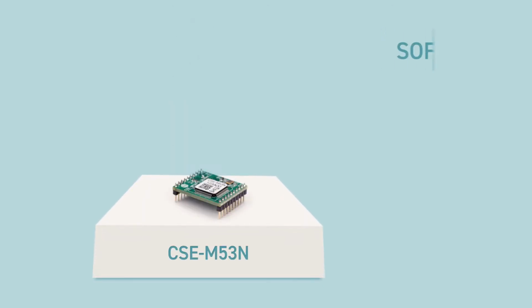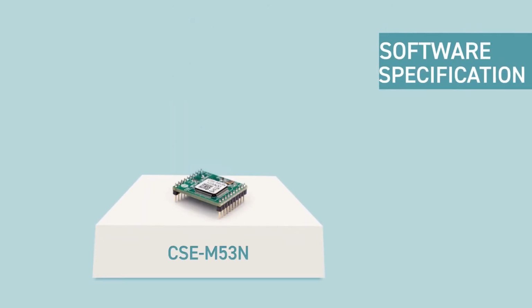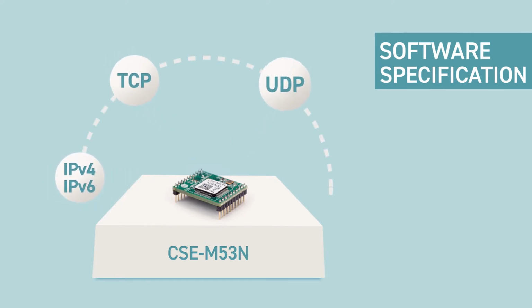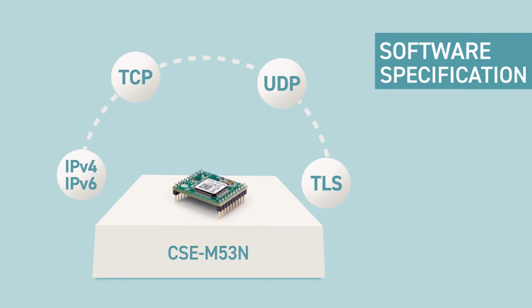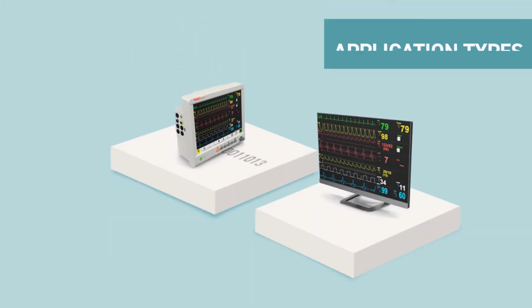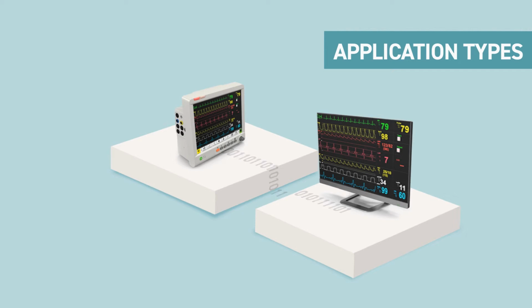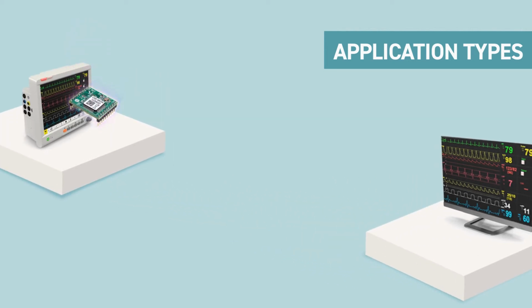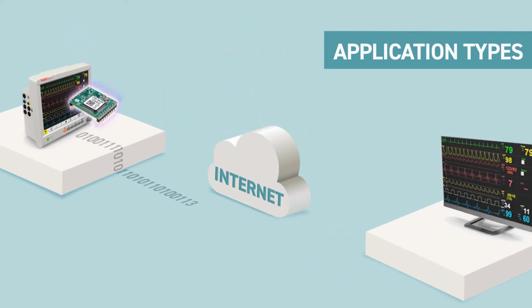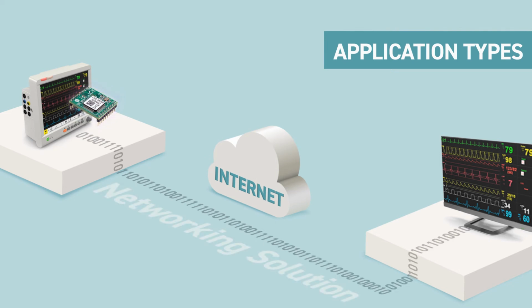Next is software specification and application types. It supports various networking protocols including IPv4, IPv6 dual stack, TCP, UDP, TLS, etc. For its application types, the serial to Ethernet module turns your serial devices into internet-connected devices. Also, it's absolutely suitable to be embedded in your circuit and add networking capability to your equipment with its compact design.